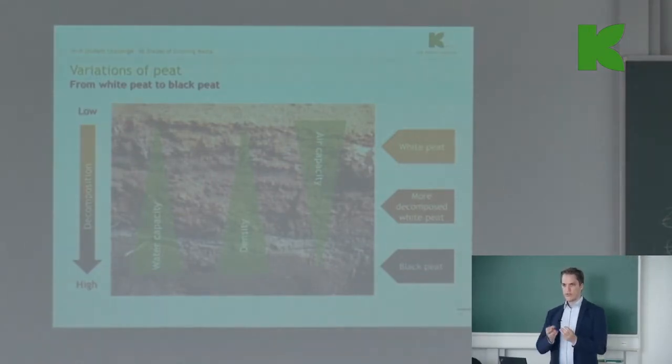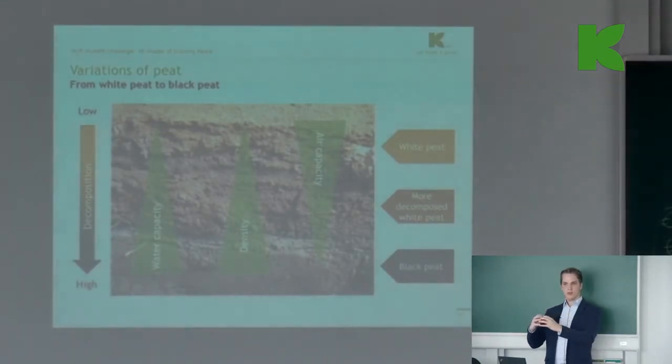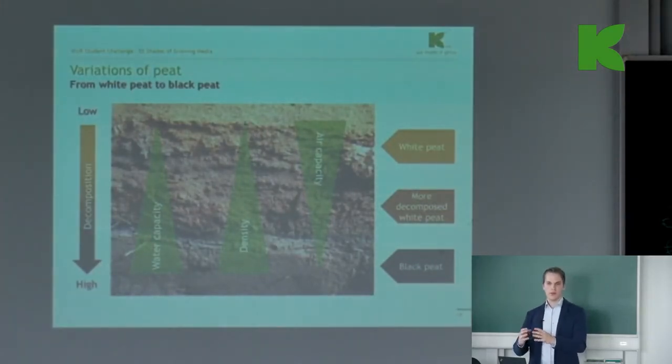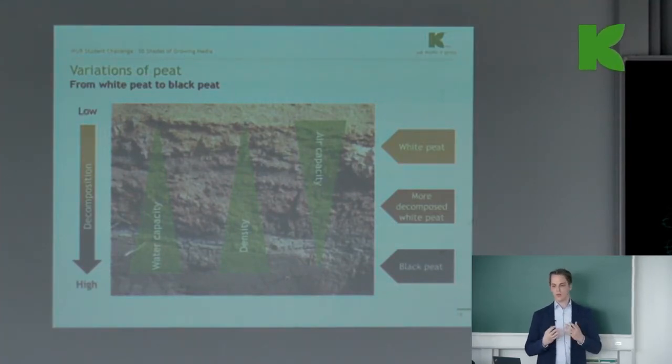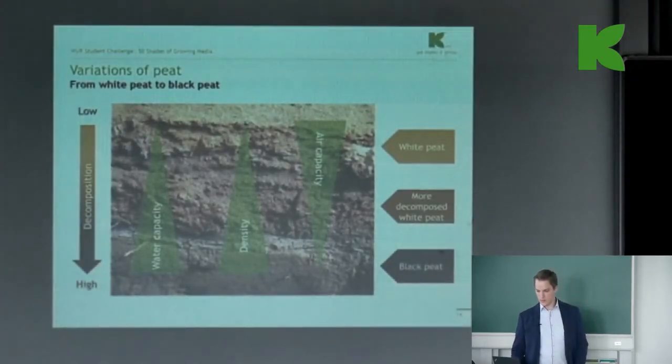So with these different properties, you can see already that we can very nicely play around with different peat qualities to achieve an optimum result for the grower. If we need more air capacity for the plants which are growing on our substrate, we add a bit more white peat. If we need more water uptake, more water capacity, we increase the share of black peat. So those are just examples to show you how we can play around.